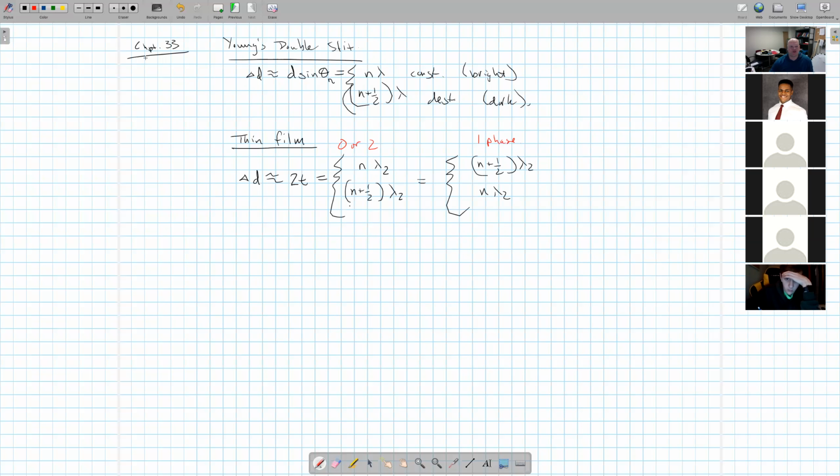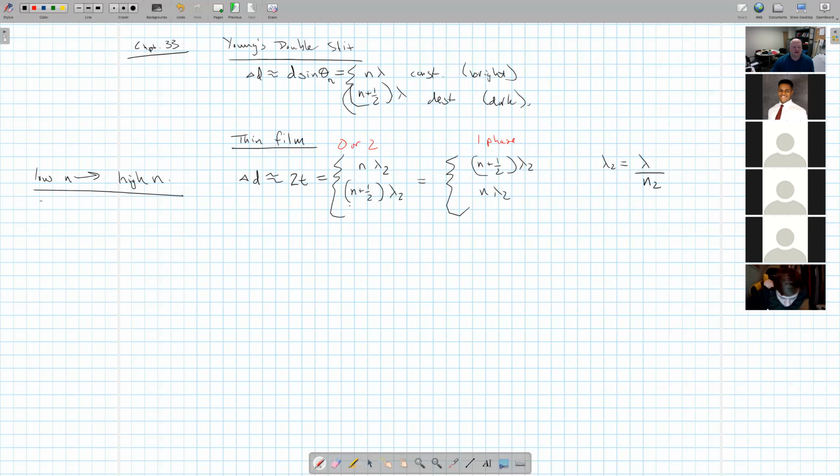And remember lambda 2 here. Lambda 2 is equal to the wavelength in the first medium, or whatever the wavelength is, divided by the index of refraction, n2, of the second medium. So what constitutes a phase shift? Well, a phase shift happens when we go from a high index of refraction to a low index of refraction. Or sorry, we go from a low index of refraction to a high index of refraction. Sorry, I had that backwards. So a phase shift occurs when we go from a low index of refraction to a high index of refraction.